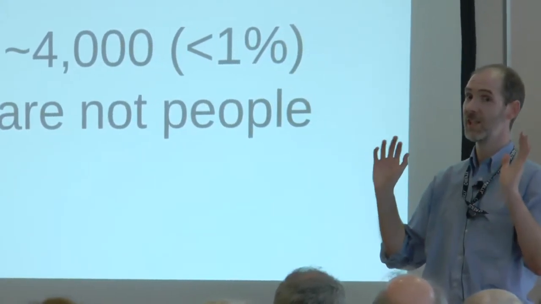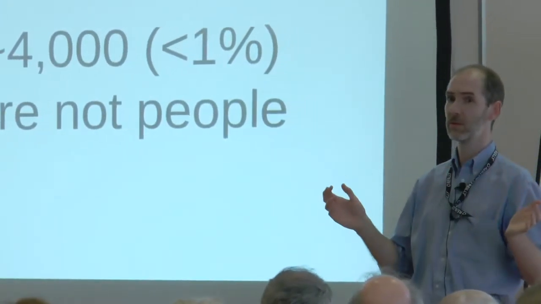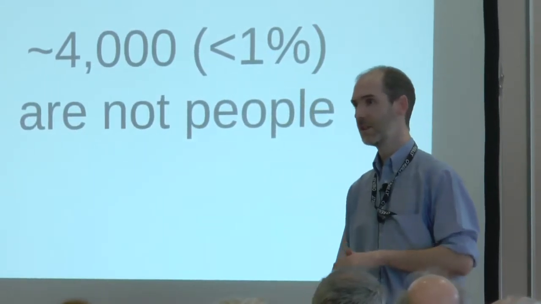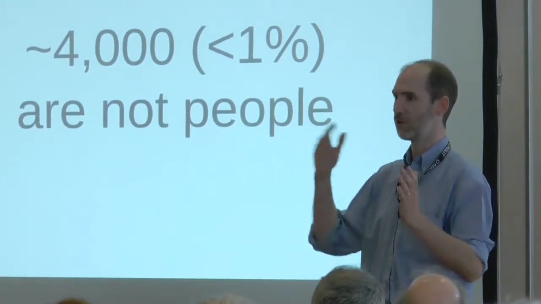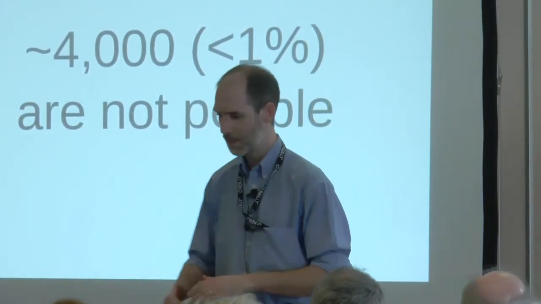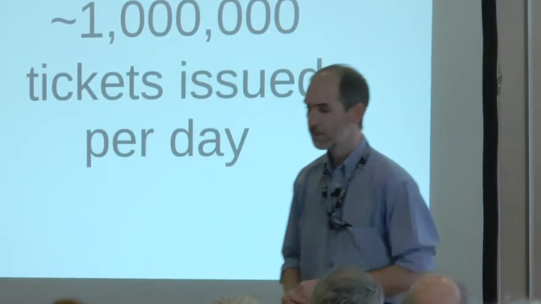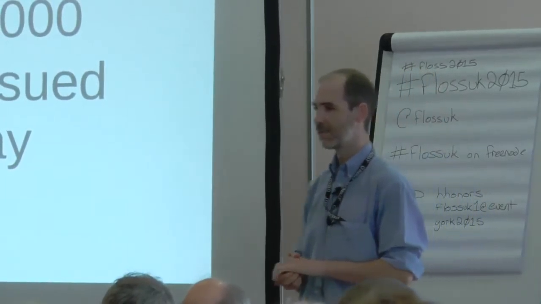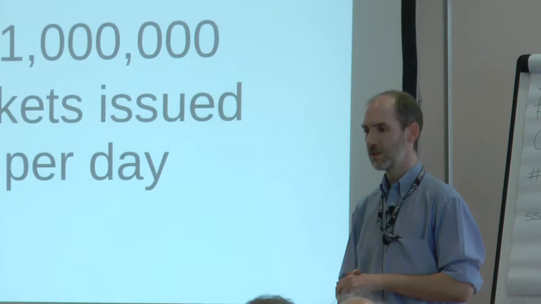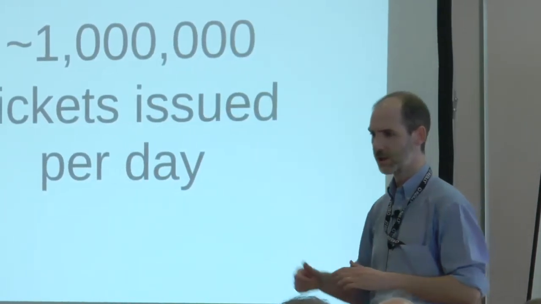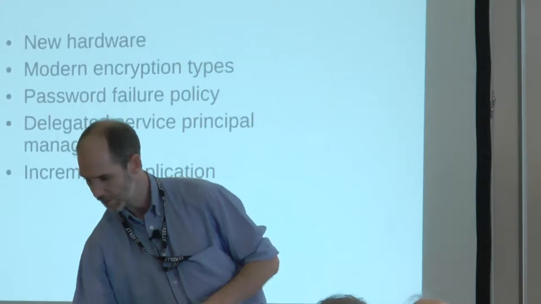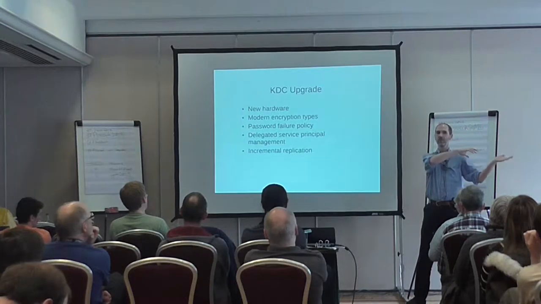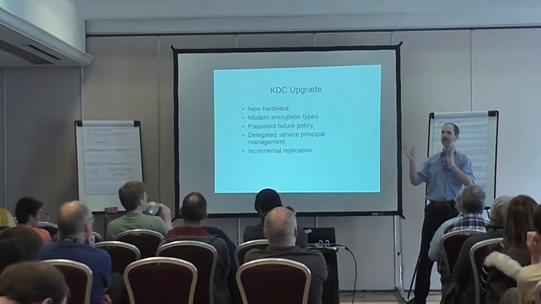And we have about 500,000 principals in it. So it's quite a big thing. 4,000 of them, that's less than 1%, but still a big number, aren't anything to do with people. So these are service principals for things like web servers. Well, every Linux host that you want to use Kerberos SSH on needs one, and so on. And between our KDCs, we are issuing about 1 million tickets a day. So again, this is something that we don't want to play about with too much. This is a genuine production type thing.